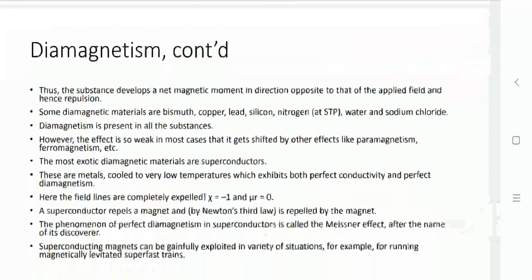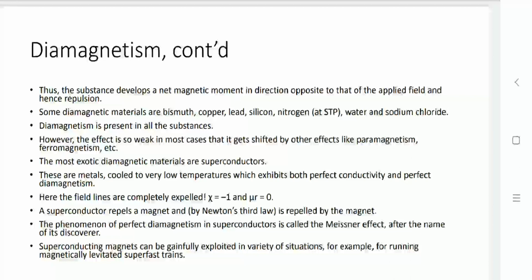Thus, a substance develops a net magnetic moment in the opposite direction of the magnetic field. And as it is in the opposite direction, it generates its own magnetic field which opposes the external magnetic field. So the resultant net field would be reduced, and as the net magnetic field is reduced, we can say a repulsion force exists. So this kind of result is available with the materials bismuth, copper, lead, silicon, nitrogen, water and sodium chloride.